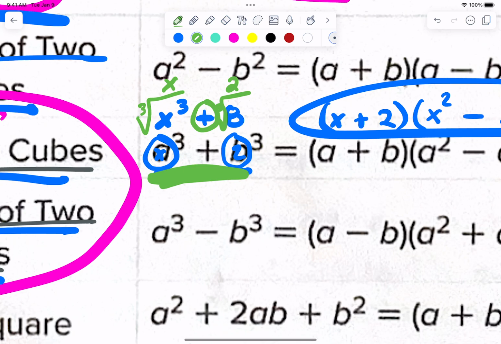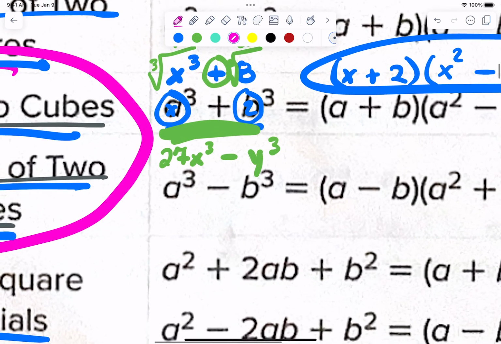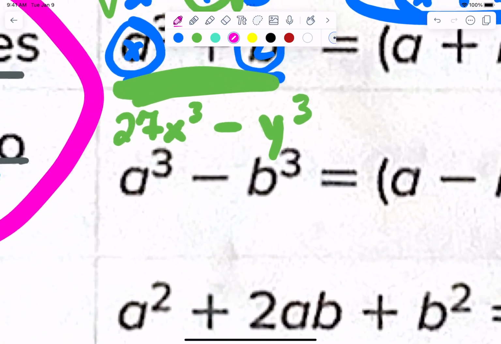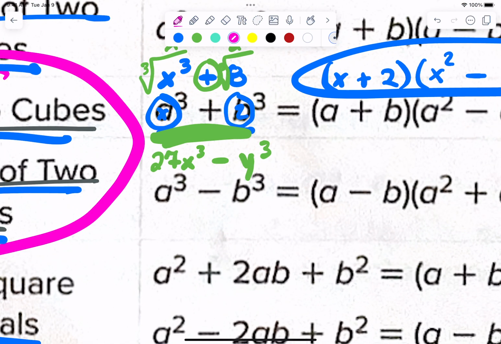Let's do 27x cubed minus y cubed. Okay, can we handle this? Yeah. Okay, first of all, 27x cubed minus y cubed. This is a difference of two cubes. How do I know it's a difference?